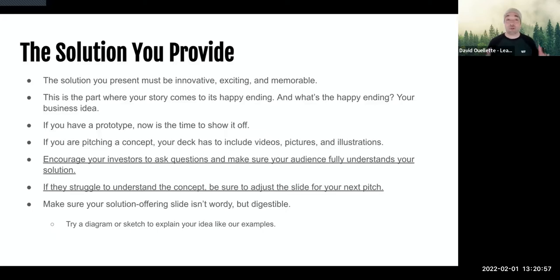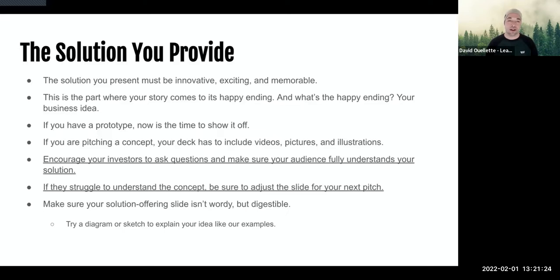So if you have a prototype, or you want to mock one up, or just get other images of what it could look like, this is the time to show it off, right? If you're pitching a concept, your deck could include videos, pictures, and illustrations. It doesn't just have to be you talking. You want to present the whole image. You want to put an image into people's minds. So try to be visual when you're presenting your solution.